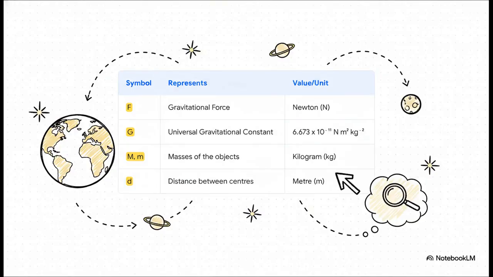Now look at G. This is the universal gravitational constant. Its value is the same everywhere in the universe, which is why it's called a constant. A very important tip for your exam: please pay close attention to the unit for G. It is Newton meters squared per kilogram squared. This is often asked in one-mark questions, so make a note of it.